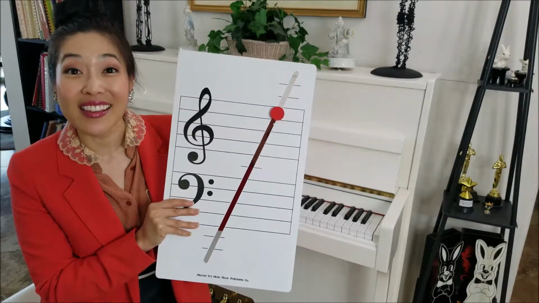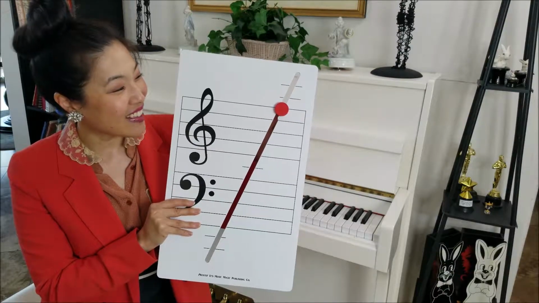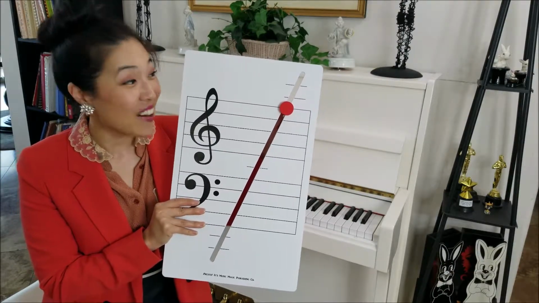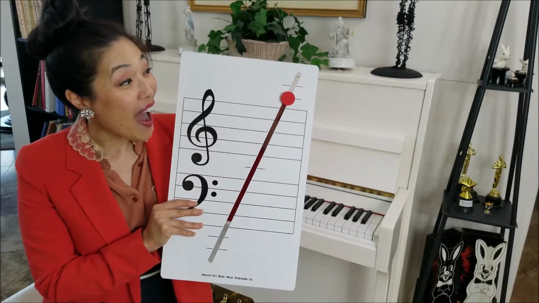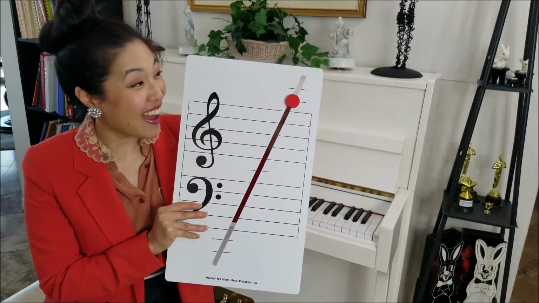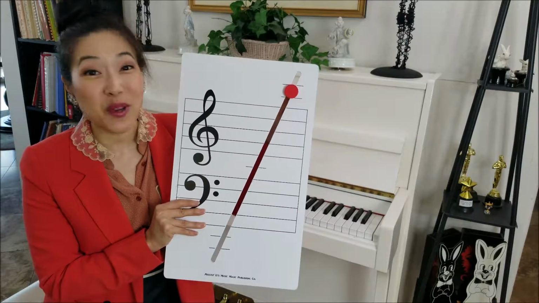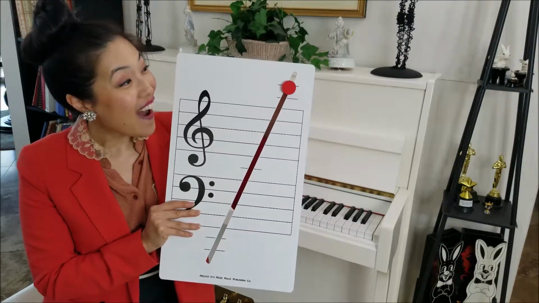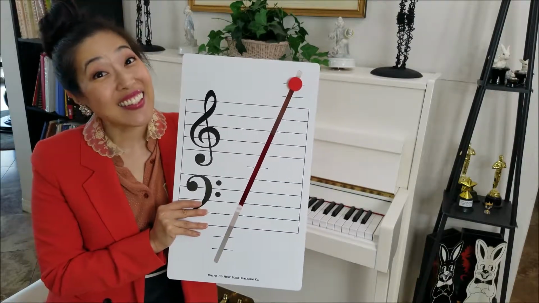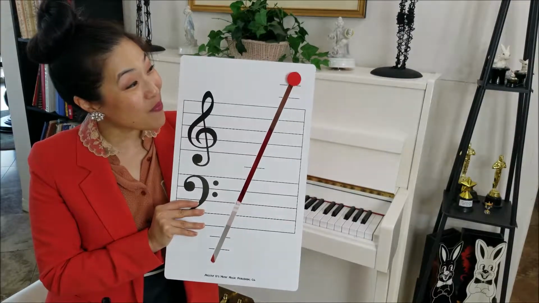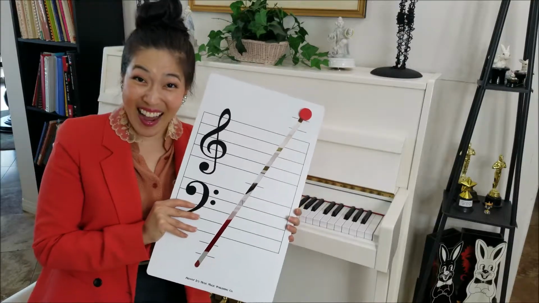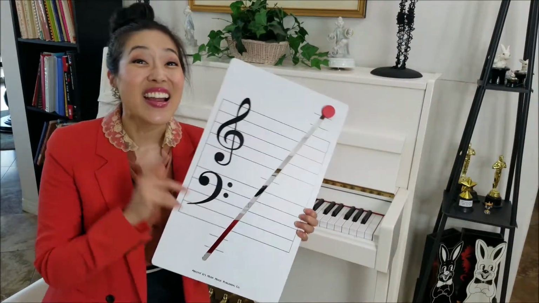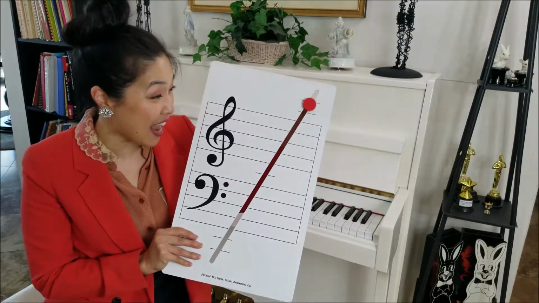and the space above that is E, and the line above that is F, and the space above that is G, and the ledger line above that is A, and then the space above that is B, and then the second ledger line is C, and then the space above that is D. Wow, good job, everyone. Okay, now let's try the same thing, but going down.